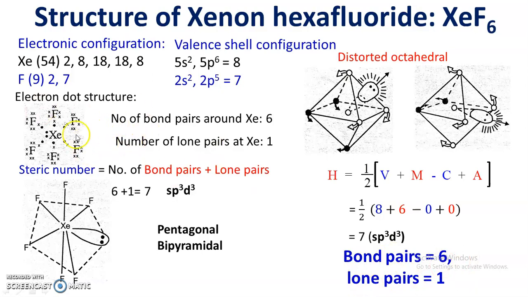We can find out by drawing the Lewis dot structure or electron dot structure, or by applying this formula. And from this it is clear that the expected structure for xenon hexafluoride is distorted pentagonal bipyramidal, but the observed structure is octahedral. So this is about the preparation and structure of xenon hexafluoride.